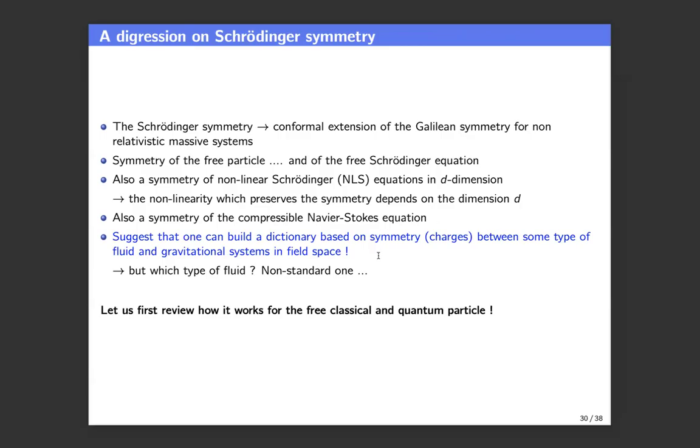So this suggests that if you find this symmetry, there might be a way to construct a dictionary at the level of the charges and at the level of the symmetry with a type of fluid which is living in field space. And that's the whole idea behind. The question is which type of fluid? And obviously, this will be a very non-standard one.